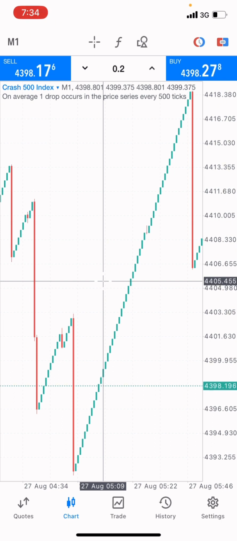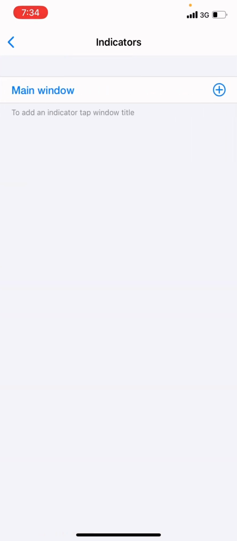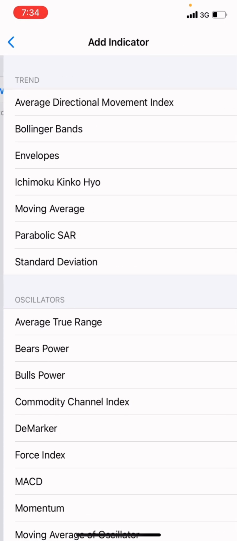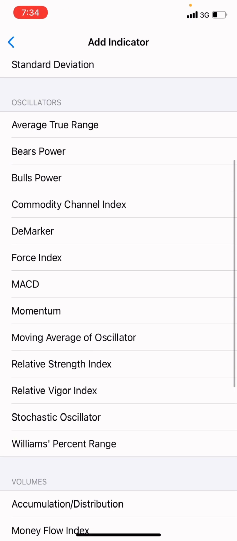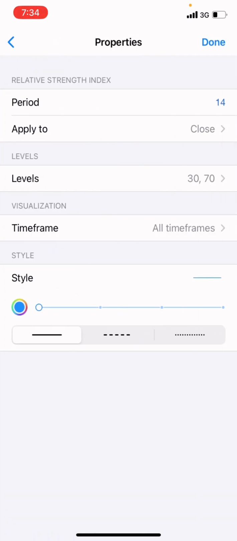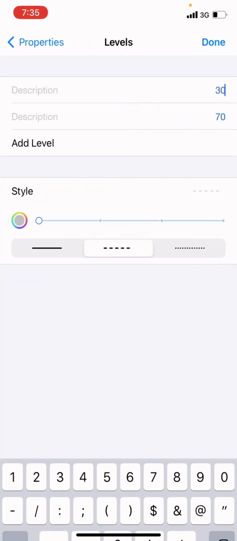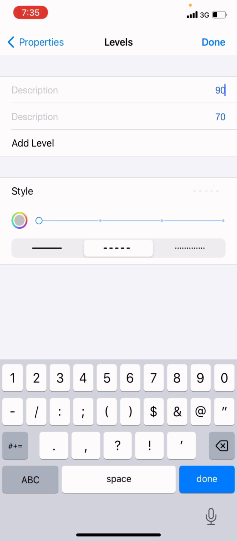Now we're going to be using only two indicators for the strategy, which are the RSI and the force index. When we enter the indicator tab, we go to main window and put on the relative strength index. We're going to use period 14, apply to close, and for the levels, we choose level 90 for the first one right here, then the other one is going to be level 10.